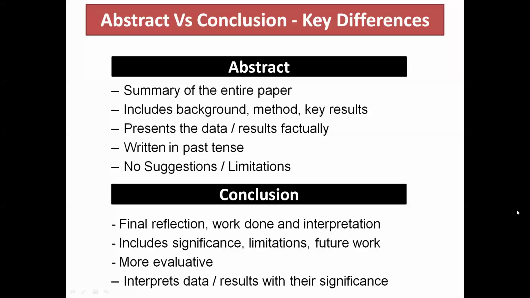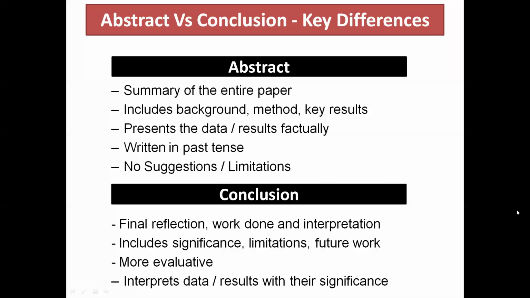That is a major part. Okay, in abstract, we do not specify any interpretation. We do not give any suggestion. We do not specify any limitation. We do not specify any research gap. Okay, if we are mentioning the data or results in abstract, it should be only in factual terms. Factual terms means if we are working in machine learning or IoT, so we specify this much accuracy is achieved with this technique rather than detailed explanation.